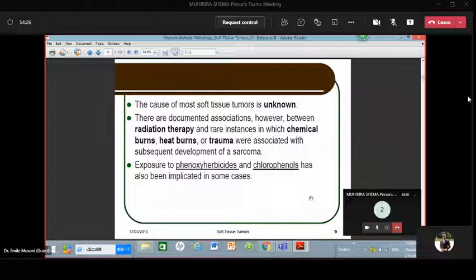The cause of the soft tissue tumors is unknown. You can have some, they say, some chemicals like heat burn, or trauma, or other chemical products like phenoxyherbicide and chlorophenols, which have also been implicated in the pathogenesis of the soft tissue tumor, but the cause is still unknown.